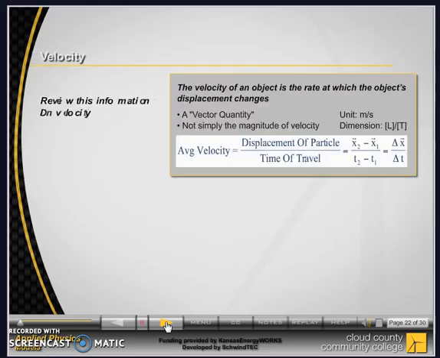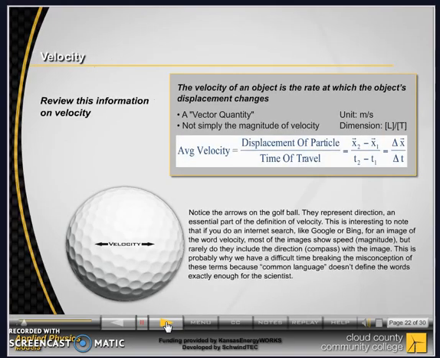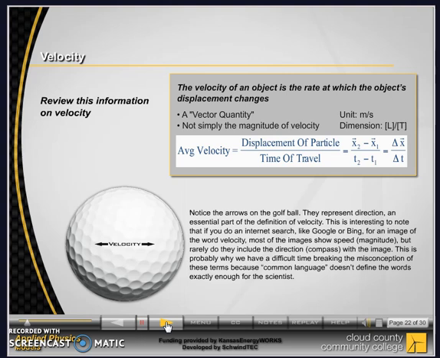Review this information on velocity. Notice the arrows on the golf ball. They represent direction, an essential part of the definition of velocity. It is interesting to note that if you do an internet search like Google or Bing for an image of the word velocity, most of the images show speed or magnitude, but rarely do they include the direction or compass with the image. This is probably why we have a difficult time breaking the misconception of these terms, because common language doesn't define the words exactly enough for the scientist.